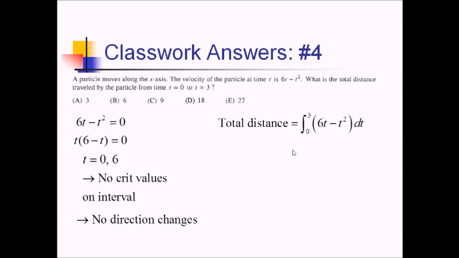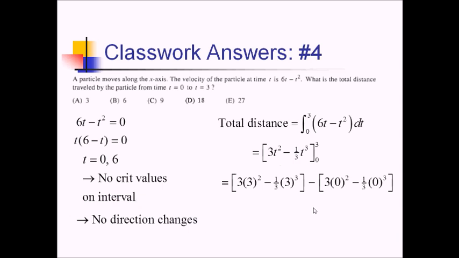Taking my antiderivative, I've got 3t squared minus 1/3 t cubed. Evaluating that from 0 to 3, we have all this stuff with 3 plugged in, minus all this stuff with 0 plugged in. Now the good news is that all this stuff with 0 just comes out to 0, so it's really this first bracket we have to look at. This is going to be 27 minus, let's see, 1/3 of 27 is 9, so 27 minus 9, which comes out to 18, and that's going to be choice D.